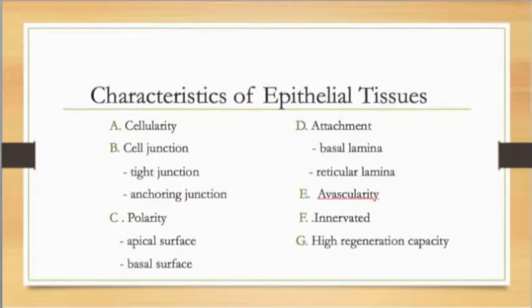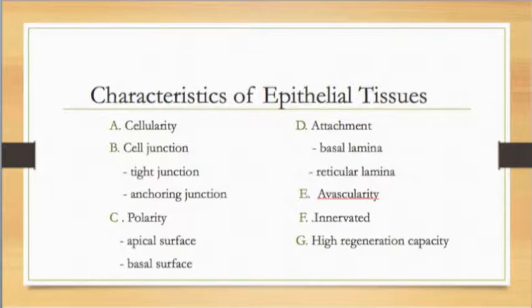Characteristics of epithelial tissues: cellularity, meaning it's made mostly of cells. Cell junctions stick cells together. Tight junctions are waterproof connection between cells. Anchoring junction is a really strong connection between cells. Polarity, meaning it has two different sides: an apical surface, which is the free surface, and a basal surface, which is attached.